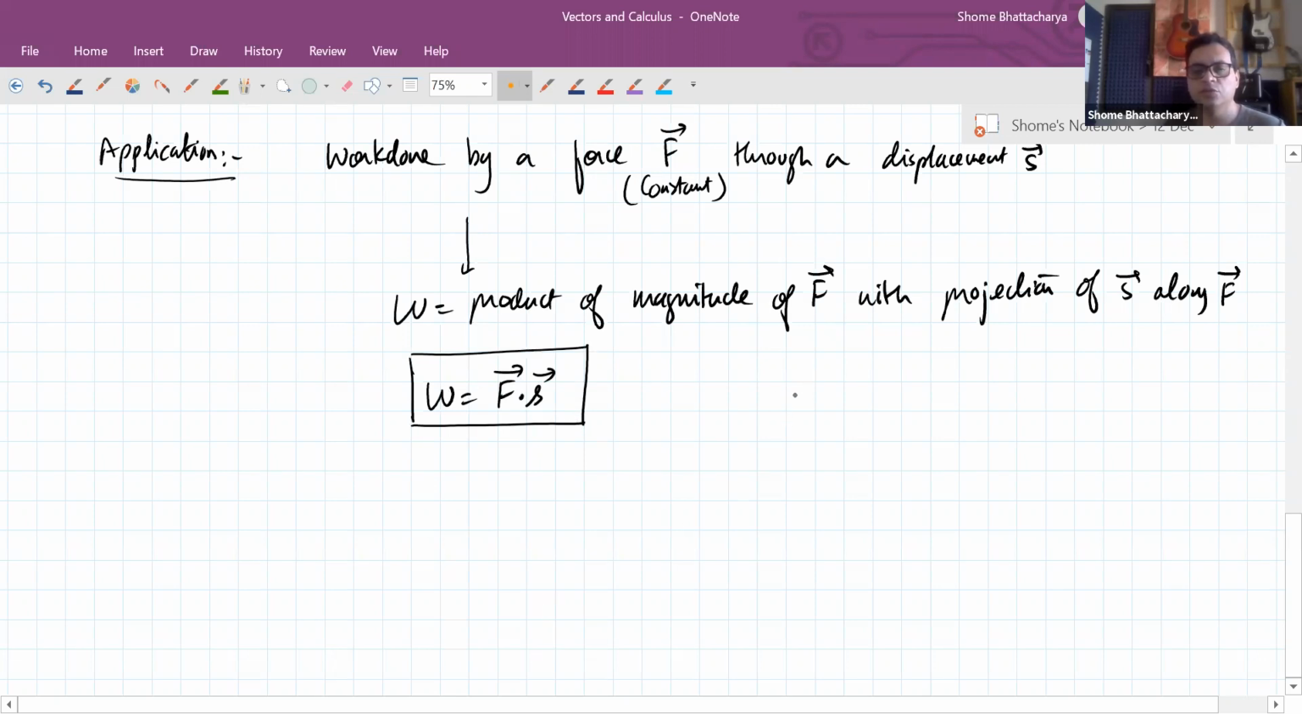And you know that in terms of units, if force is expressed in newtons and displacement is expressed in meters, then work done is calculated in joules, where 1 joule is equal to 1 Newton meter. Okay, so next we will look at a couple of examples where we learn the calculation of this dot product in context of work done by force, because that is the most important application of it in physics.